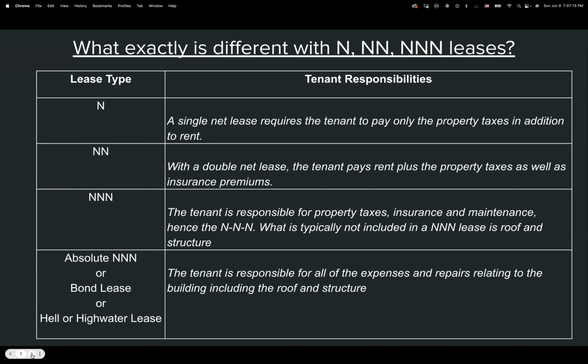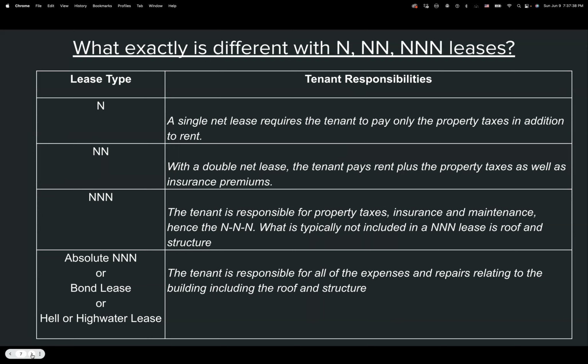Then there's a double net lease, and with a double net, if you have a building and you've got a tenant renting it, the tenant is going to pay the property taxes for you, and they're also going to pay your insurance premiums. And then finally, there's the triple net, where the tenant is going to pay you the taxes, the tenant's going to pay you the insurance, and the tenant's also going to be responsible for most of the maintenance.